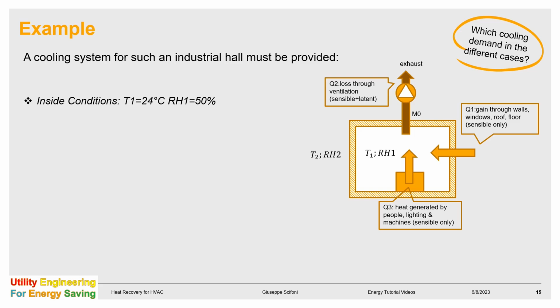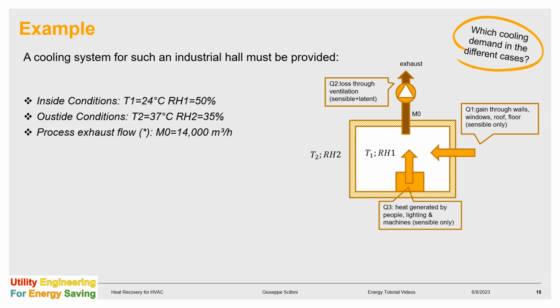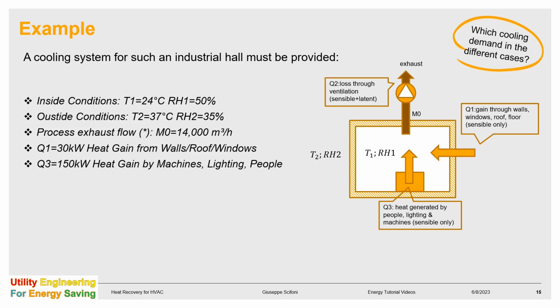Inside and outside temperature and humidity are given, process exhaust air is known, as well as heat gain from surfaces and from machines, lighting and people. The heat gain due to ventilation we can easily calculate. That is a product of the exhaust air flow M0, its density ρ, and the enthalpy difference between outside and inside air. We find 110 kW and we call it Q2.